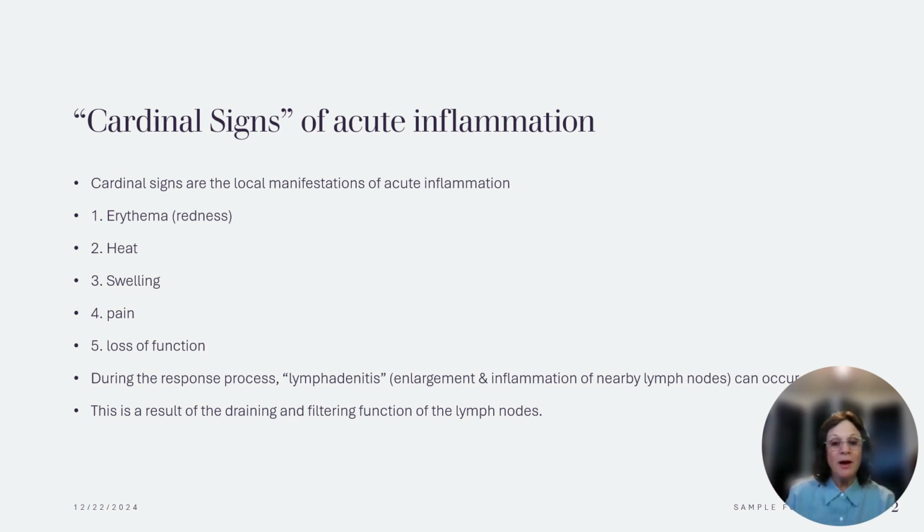You might be wondering about loss of function. Why does that happen? Well, think about it like if you were to cut your finger over the knuckle. It's going to swell up because all that fluid moves there. It's red, it's painful, but it's also going to be hard for you to bend that knuckle. And that is really due to the pressure that that inflammation is putting on the area.